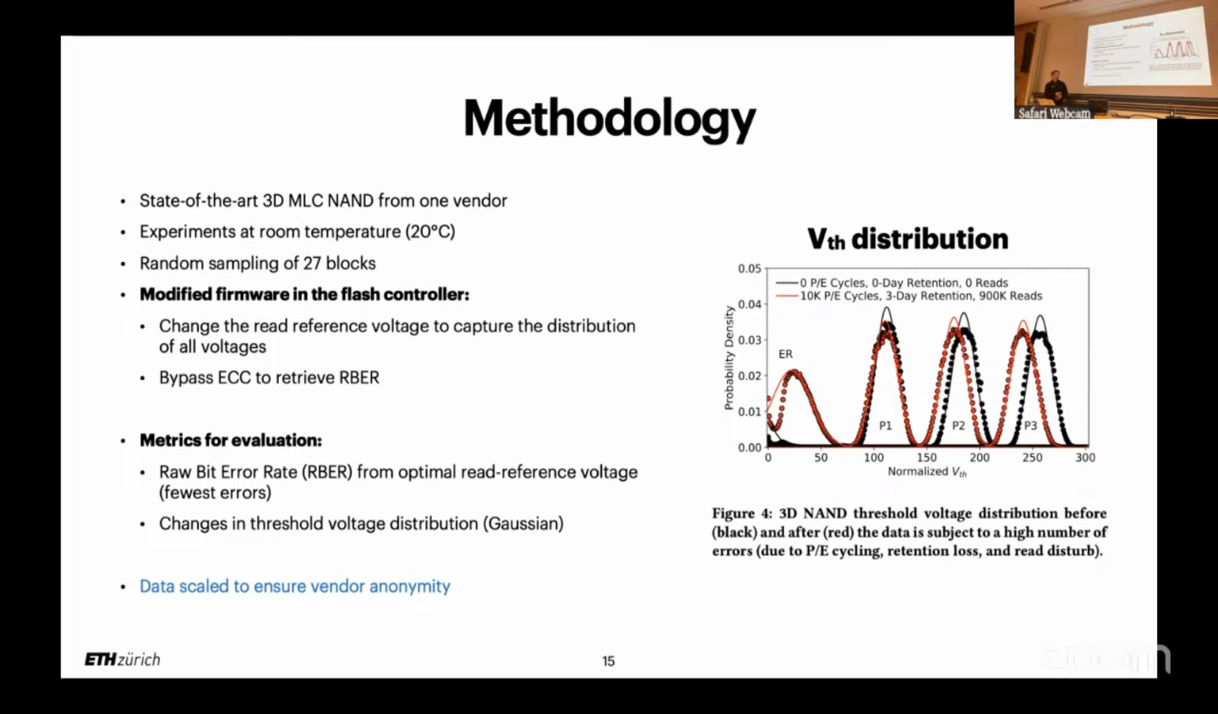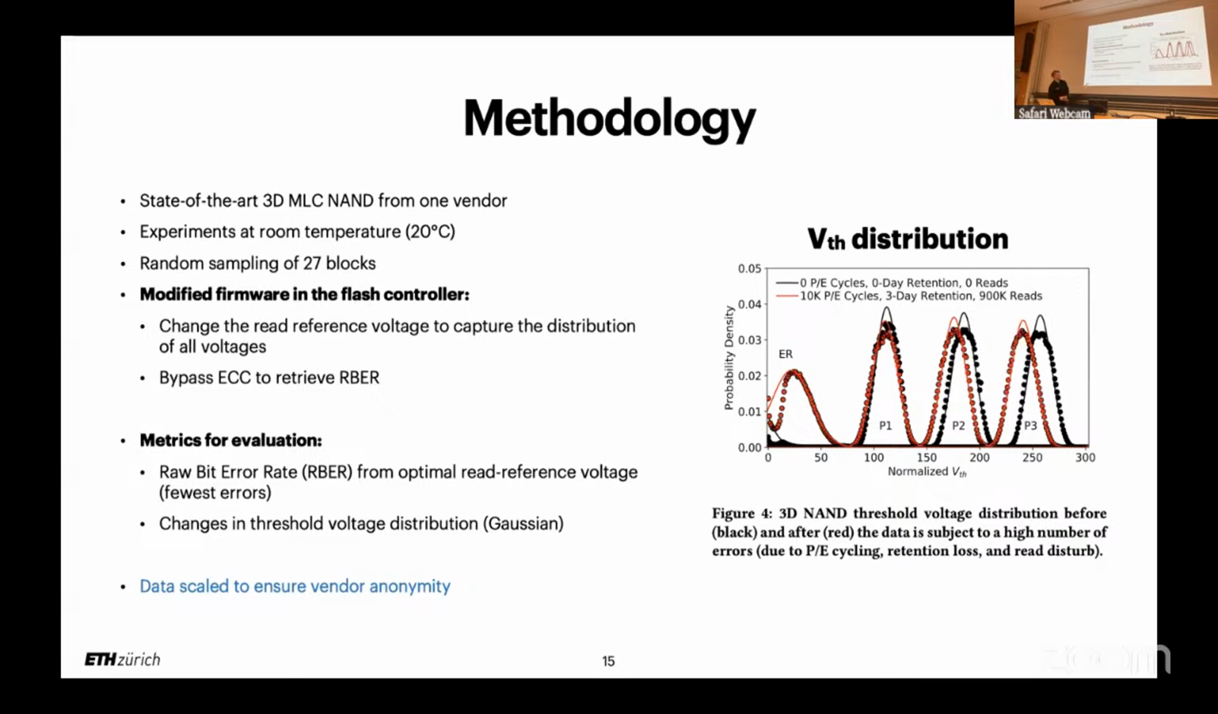They use the raw bit error rate, but they also use the optimal read reference voltage, which is a read reference voltage that gives us the fewest errors. So we would apply a read reference voltage here, and the one that gives us the fewest errors, we would move it left and right. And that's the one that we would look at when we're looking at the error rate. And also another evaluation metric is the actual distribution itself.